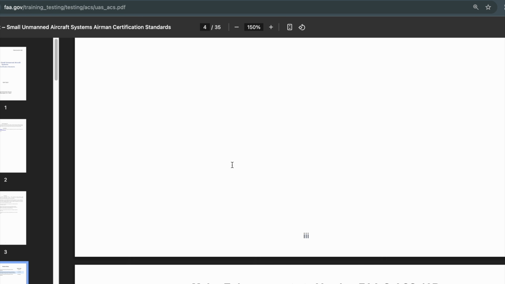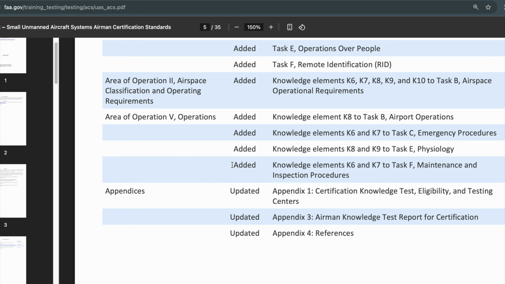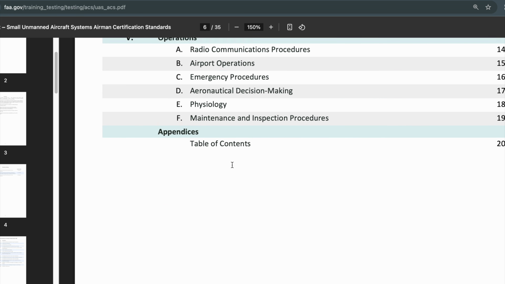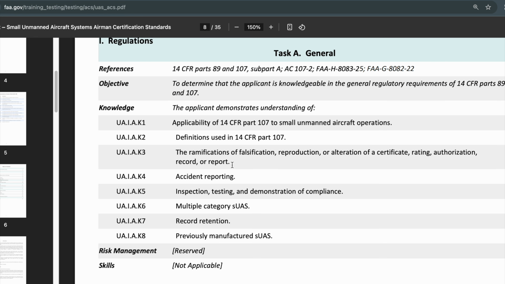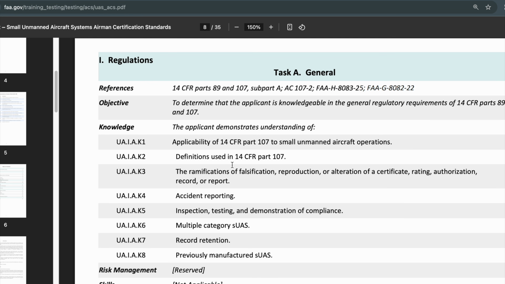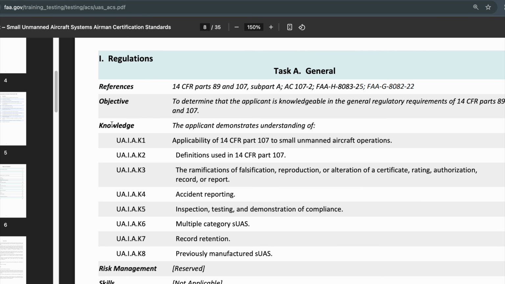And here is where you'll be able to match the codes for the incorrect answers that you got on your test report, and it will provide you with not only the chapter but also the topic area of what it is that you're having difficulty understanding.